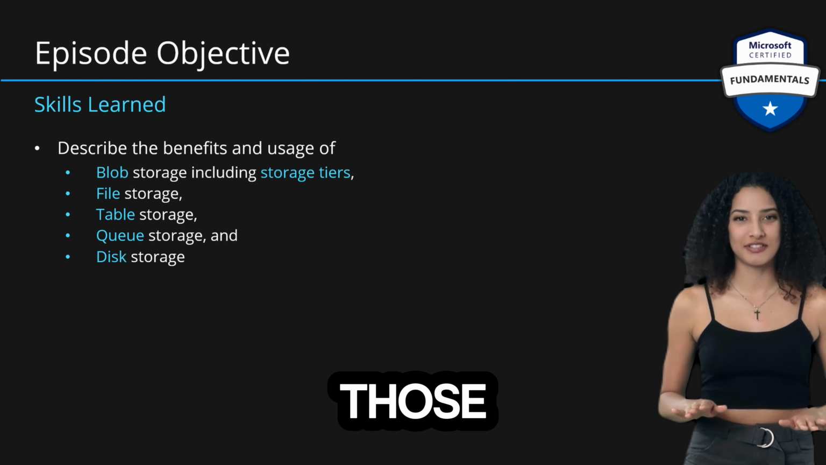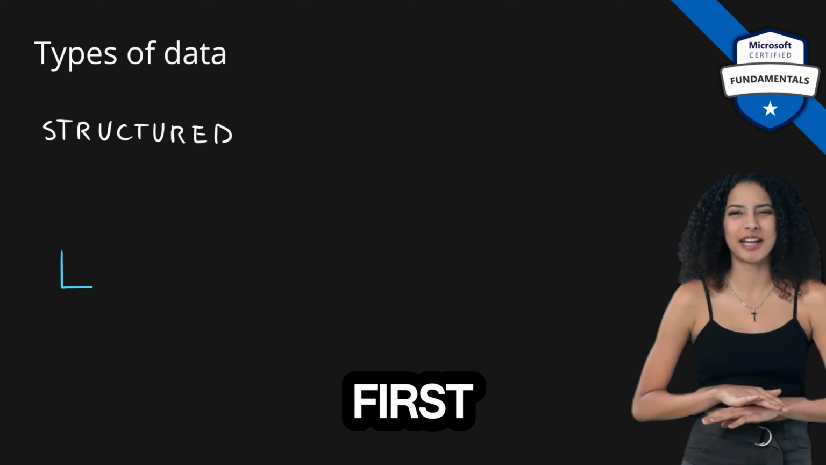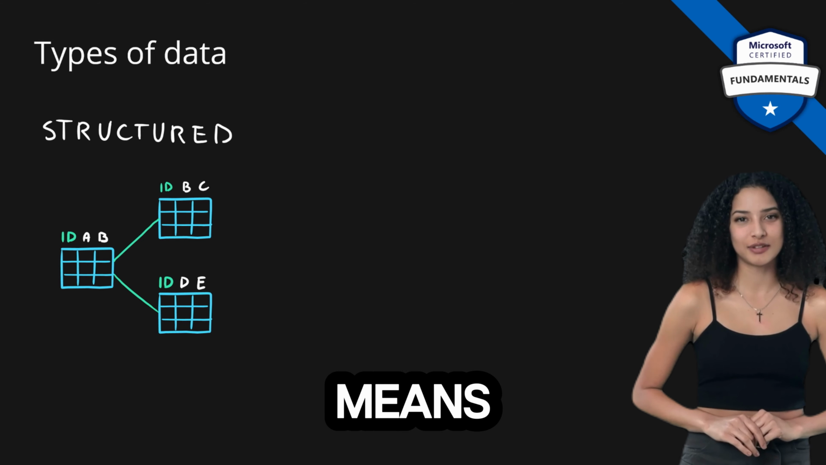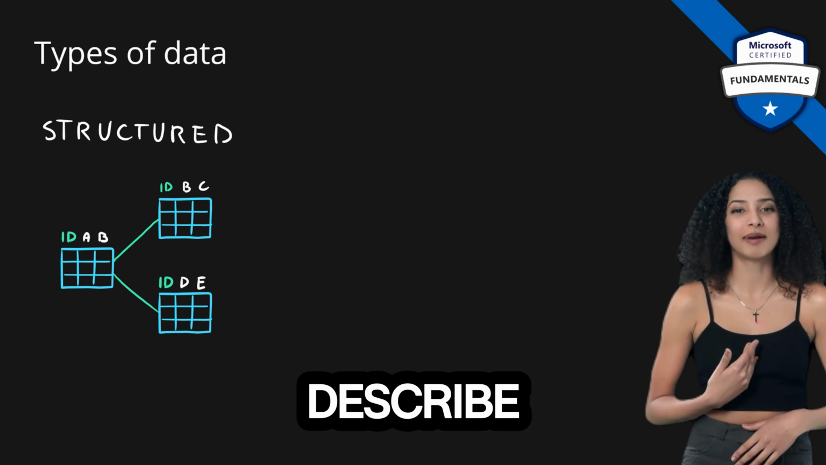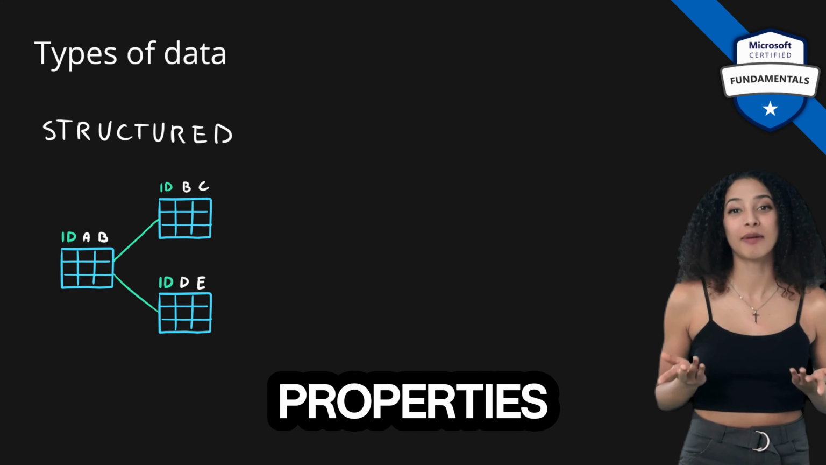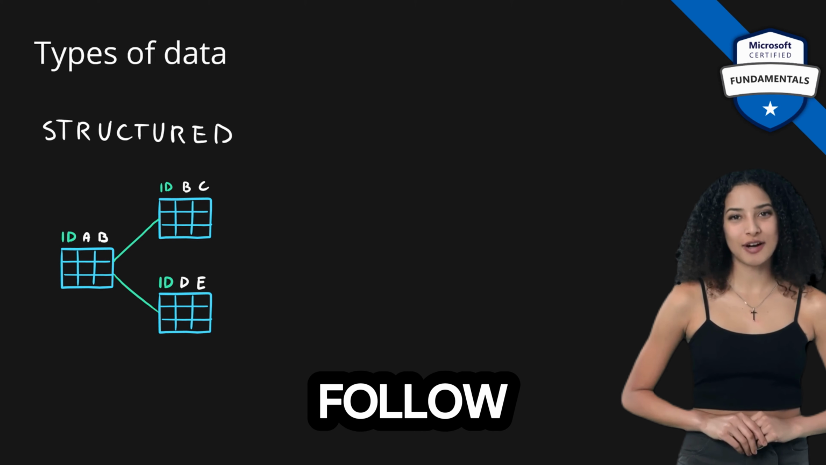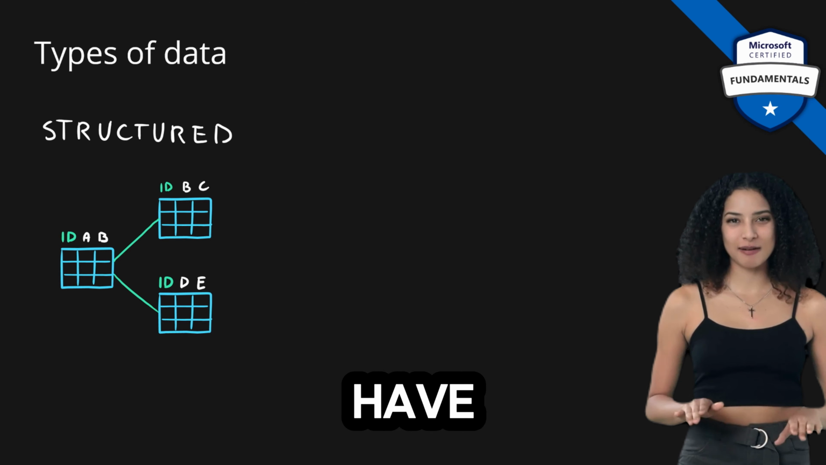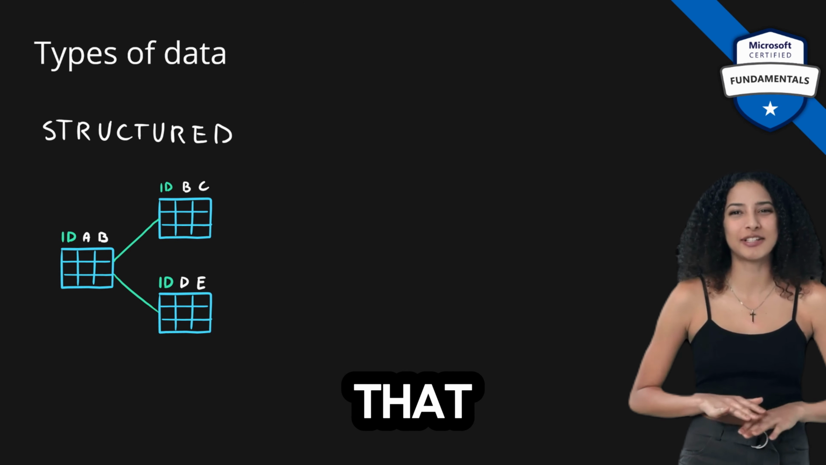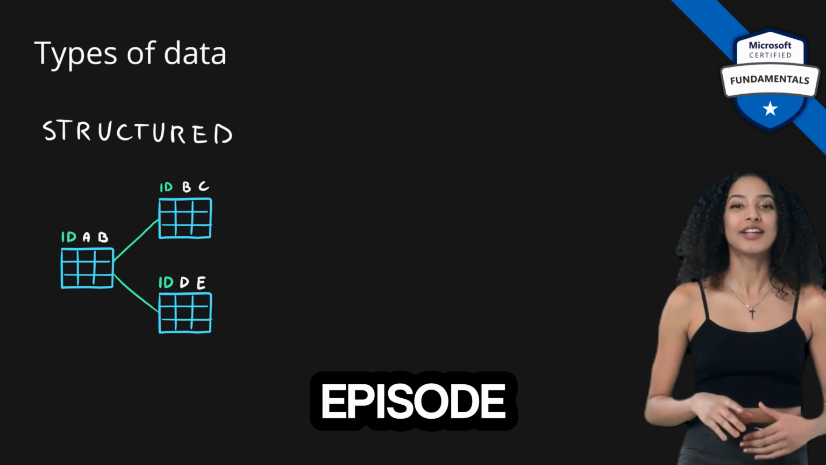But before we move to those services, let's talk about the general classification of data. Our first type is structured data. For structured data, the idea is very simple. That means your data is laid out so nicely that you can describe it using a specific schema. So for each table, each row of the table, you can define what the properties of each row are, what the types of those properties are, and each row that you insert into that table has to follow the schema. Additionally, if you have multiple tables, you can define relationships between those tables. This is the scenario that you typically see in relational databases. We'll learn about those a little bit more in the next episode.